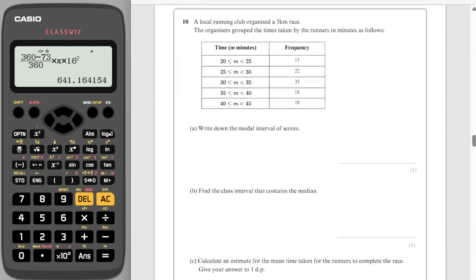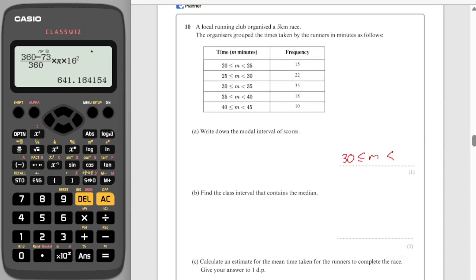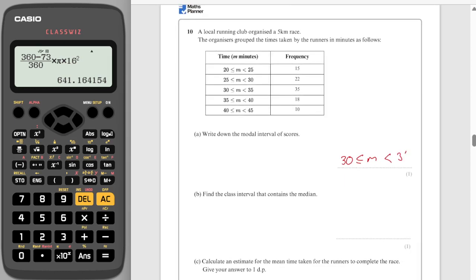Okay, question 10. A local running club organises a 5k race. The organisers group the times taken of the runners in minutes as follows. Write down the modal interval of scores. So the modal interval is whichever one has the most frequency. So in this case, that's going to be 30 is less than or equal to m, which is less than 35.